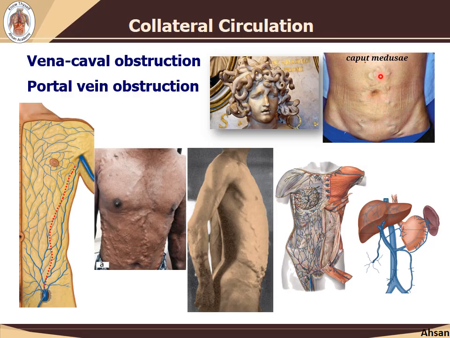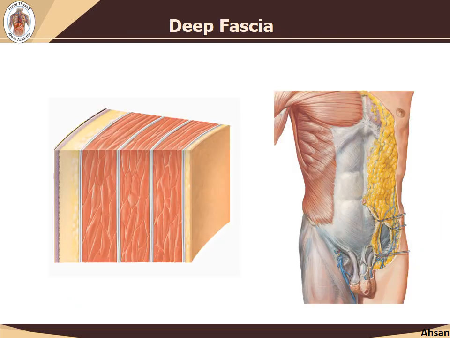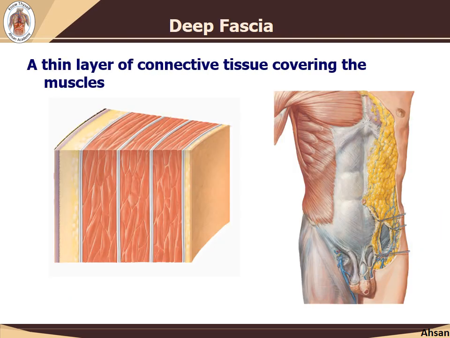So clinically, dilated veins may be of two types. Caput medusae is visible in case of portal obstruction, and lateral veins are engorged in case of superior or inferior vena cava obstruction. Deep fascia is very thin and it lies deep to the membranous layer of the superficial fascia, and already I have discussed the clinical importance of this region.